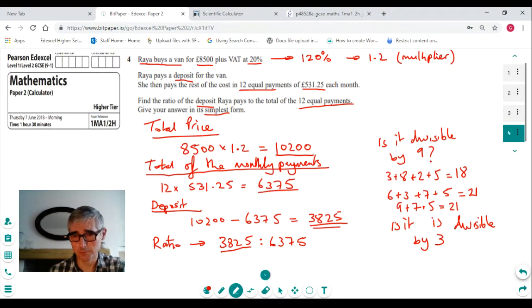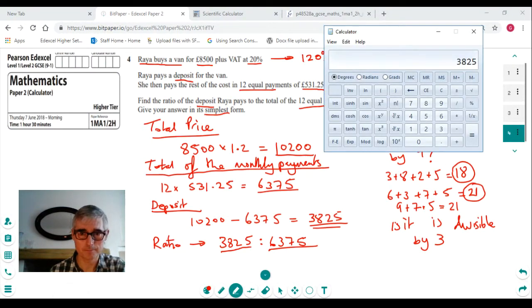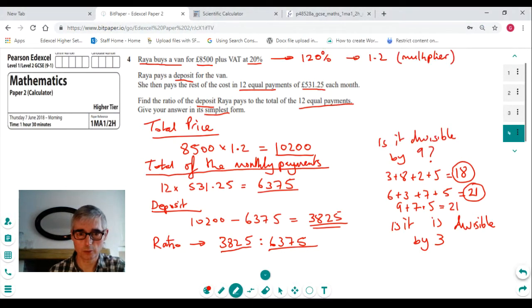So we know the first one, since 18 is divisible by 3, then so is 3825. Is 6375 divisible by 3? Well, we add the digits together, we get 21. And since that's divisible by 3, so is 6375. So I'm going to bring the calculator on board again. 3825, I'm going to divide that by 3, and I get 1275.